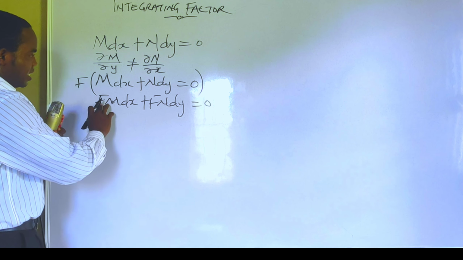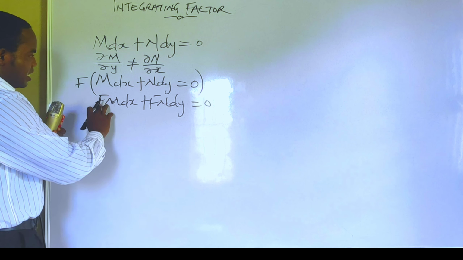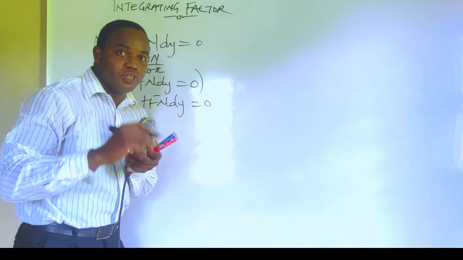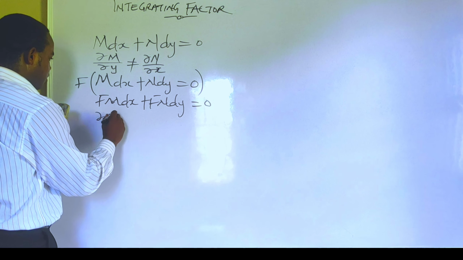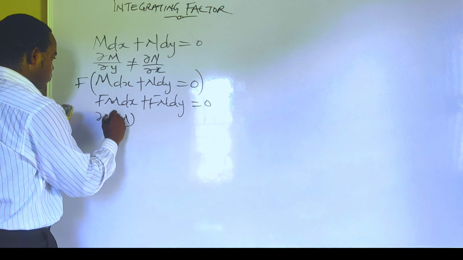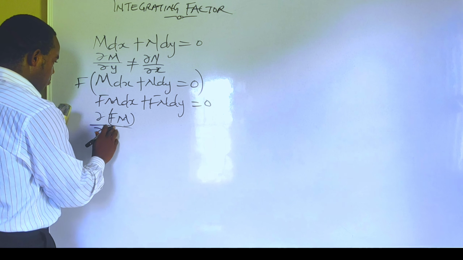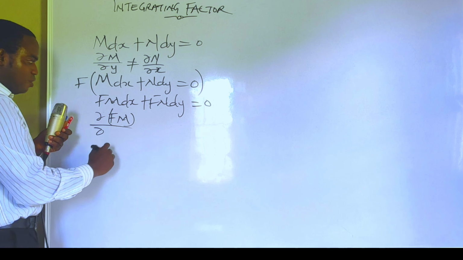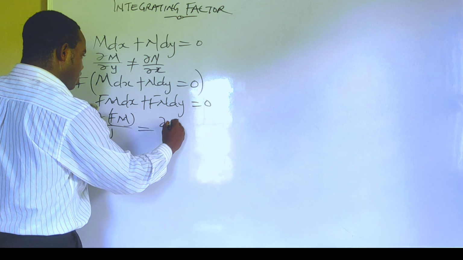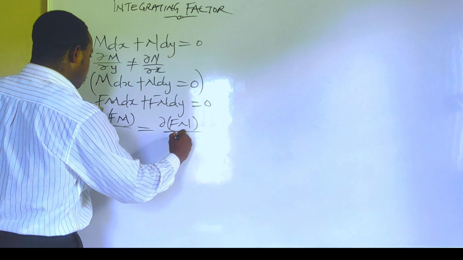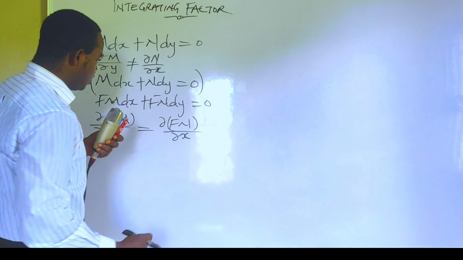Since we know this equation is now exact, because f is a factor that can make this differential equation exact, that means the partial derivative of fM with respect to y must be equal to the partial derivative of fN with respect to x. So this holds true.